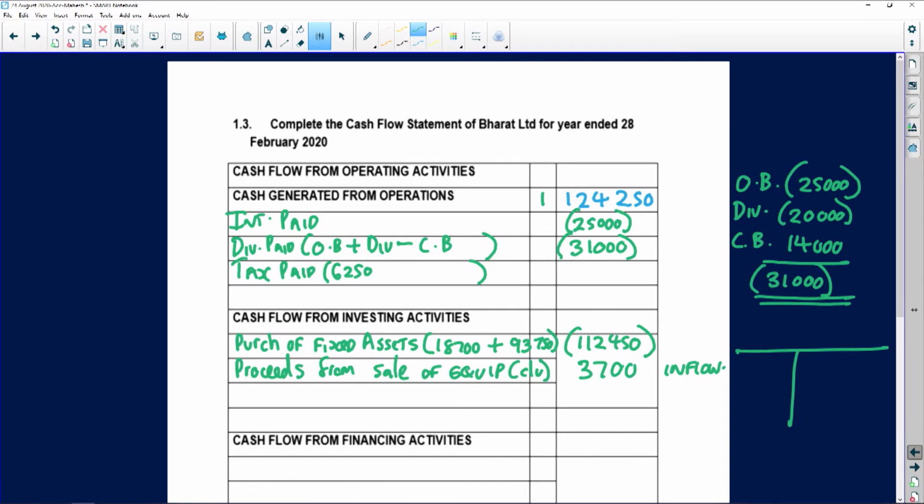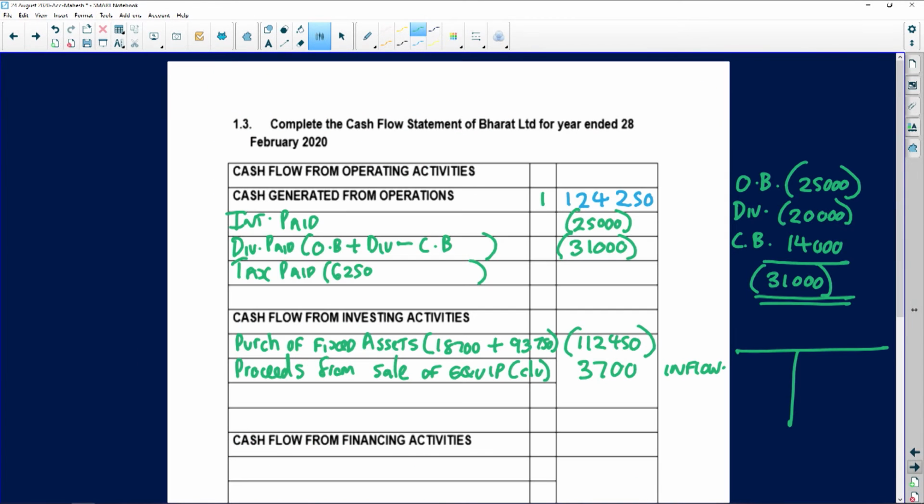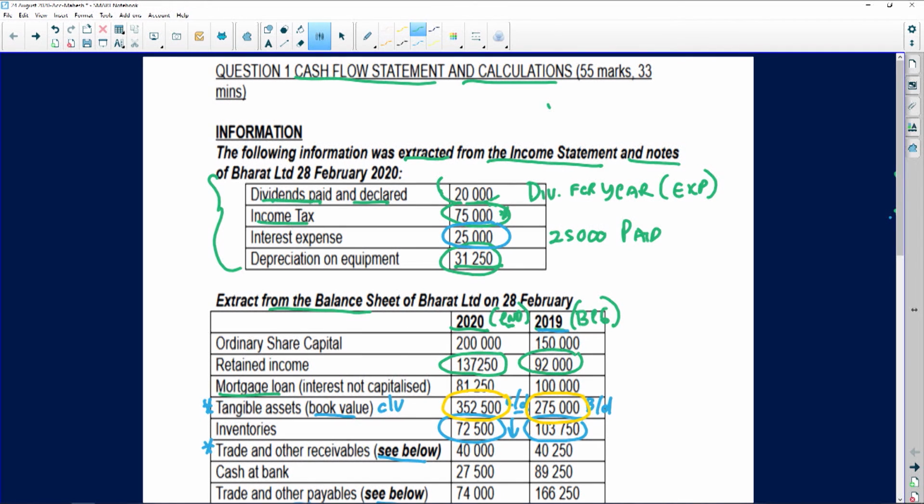Right, now let's look at your tax expense for the year. So your income tax, according to your income statement, your expense for the year, an amount of 75,000. So remember, you're going to minus 75,000 because it's your expense for the year. Okay, right, so I've recorded my expense. Now let's look at the balance at the end of the financial year. So if we go back to our information, right?